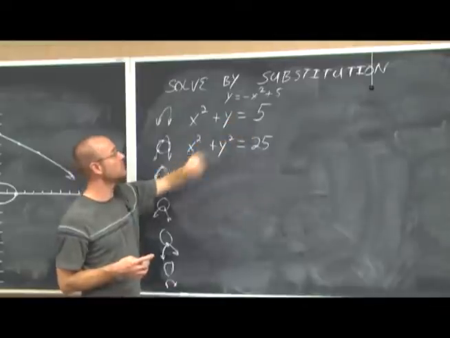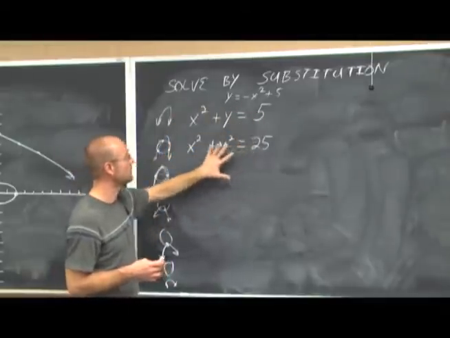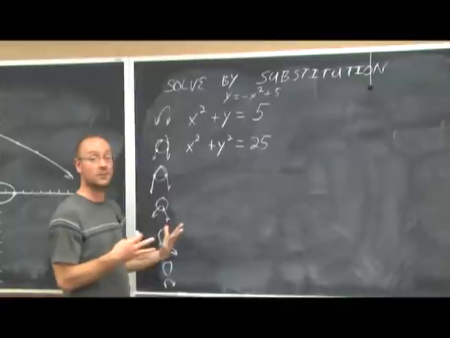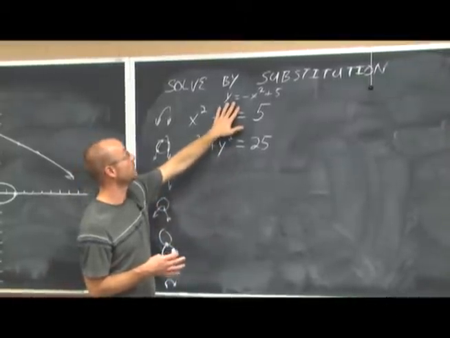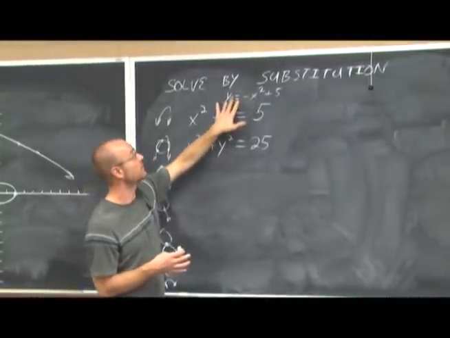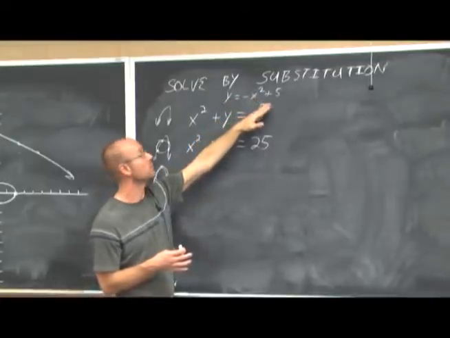So what we could do is substitution. If we assess this, is there a variable that's really easy to solve for? Well, I've already done that here. I said, hey, this is a parabola. I can solve it for y. y equals negative x squared plus 5.